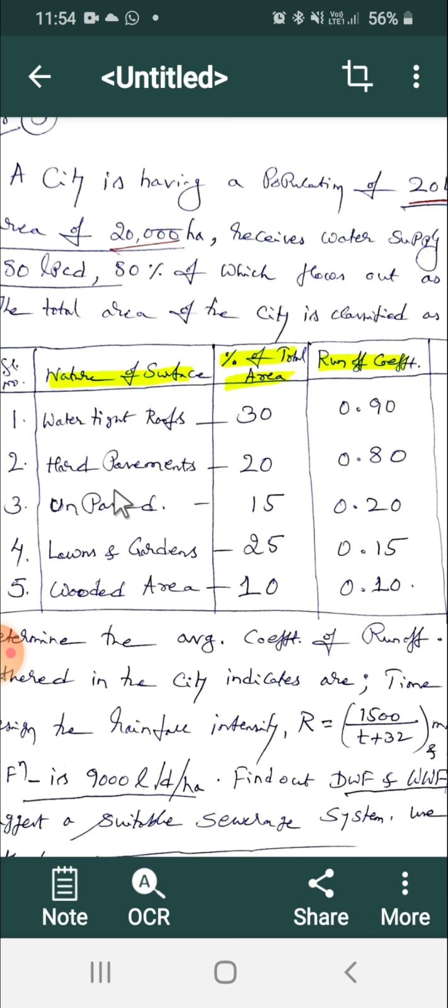Second one is hard pavements. This is 20% of the total area. And then unpaved means 15% of the total area. Lawns and gardens 25% of the total area. And then finally wooded. Wooded means some trees are existing in that area.